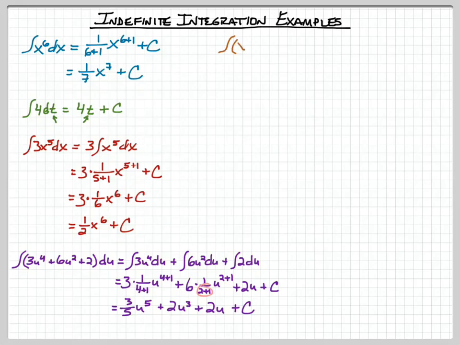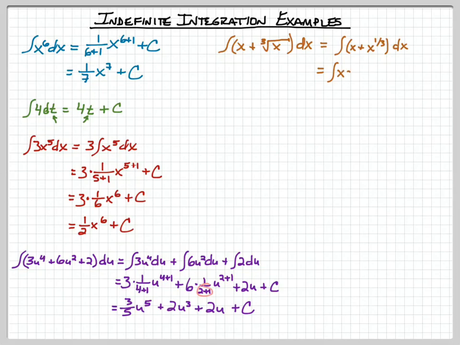Alright, we got 2 more to look at. So we're taking the indefinite integral of x plus the cube root of x with respect to x. Now we haven't talked about cube roots, but it's really, again, just a function with a fractional exponent. So let's rewrite that and make it a little bit easier to see. So we got the integral of x plus x to the 1/3 power with respect to x.